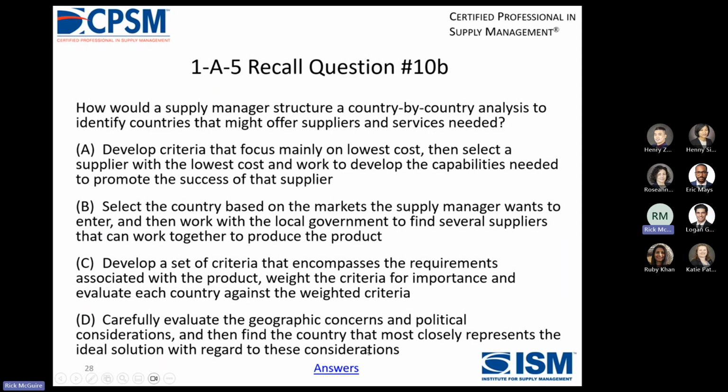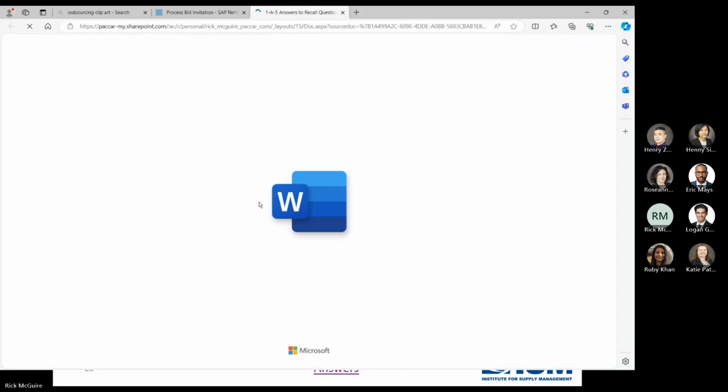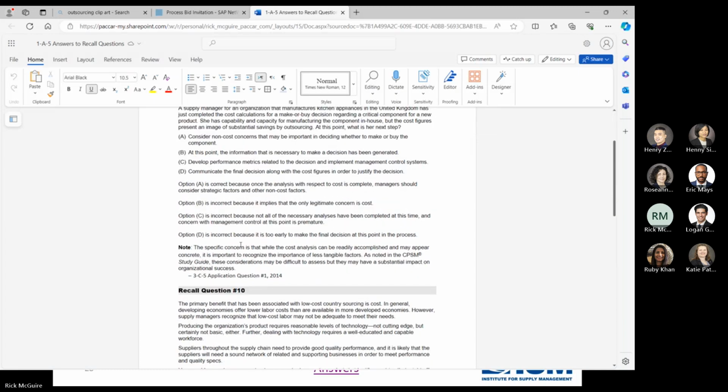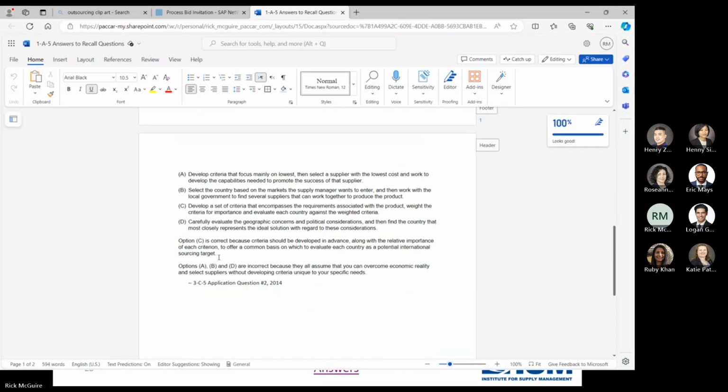And remember, ISM never goes with the low-cost approach. All right, what do you guys think here? What would be the ISM approach to everything like this? C. C, yeah, Charlie, I would guess. They always like weighing the criteria. Whenever you see a question like that, it's almost always the answer. And C it is.